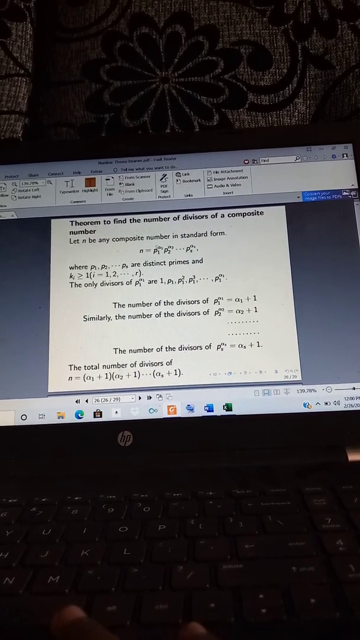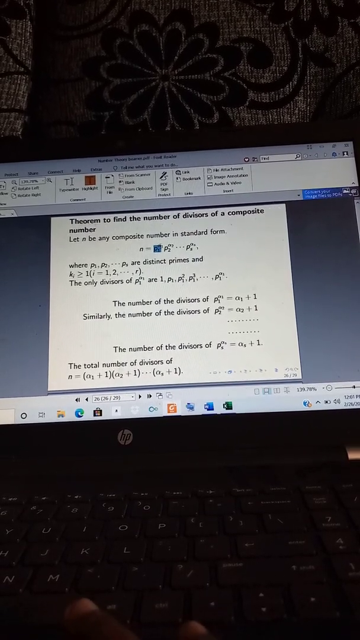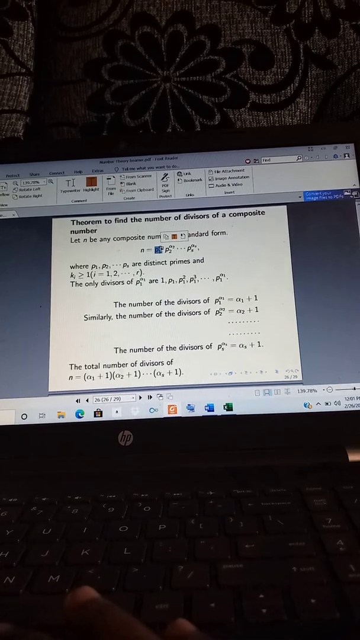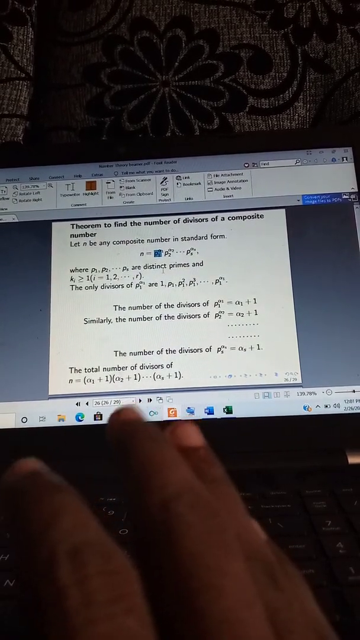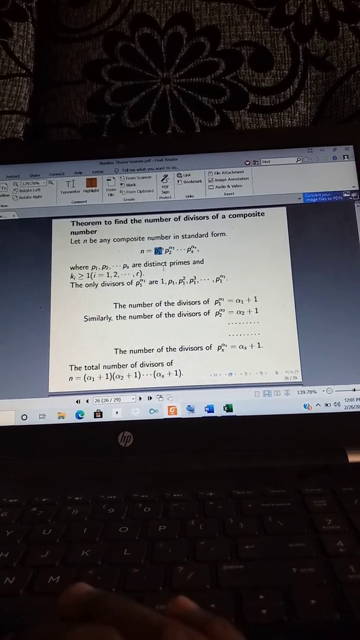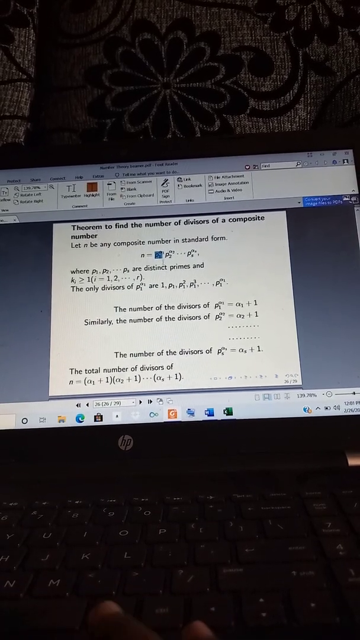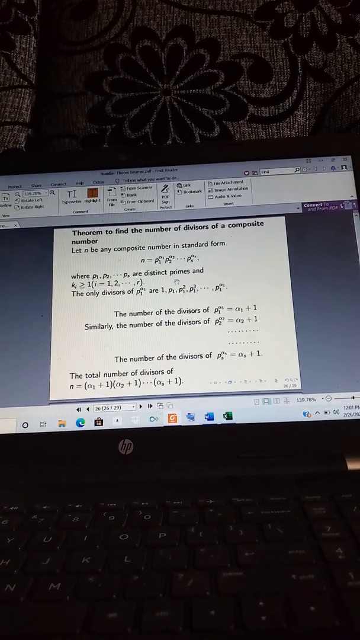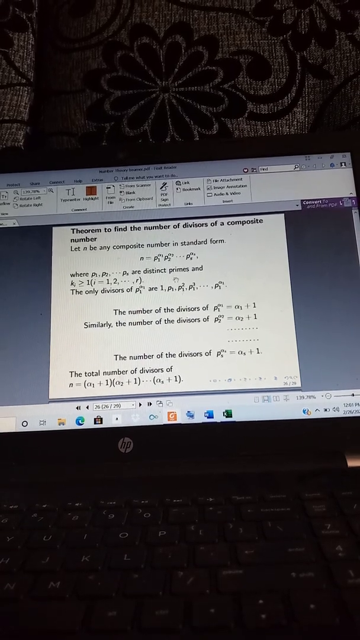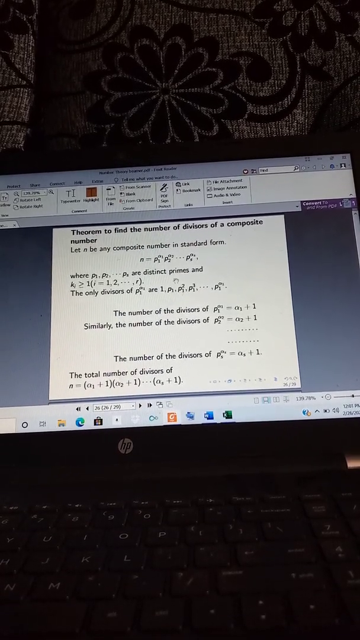Now if you consider this first term, p1 raised to the power alpha 1, what are the divisors of p1 raised to the power alpha 1? If you look at p1 itself, the divisors of p1 are 1 and p1. So if you now say p1 raised to the power alpha 1, we are going to have p1 squared, p1 raised to the power 3 up to p1 raised to the power alpha 1. It's just like, for example, you have 2 raised to the power 5 and you are looking for the divisors of 2 raised to the power 5.